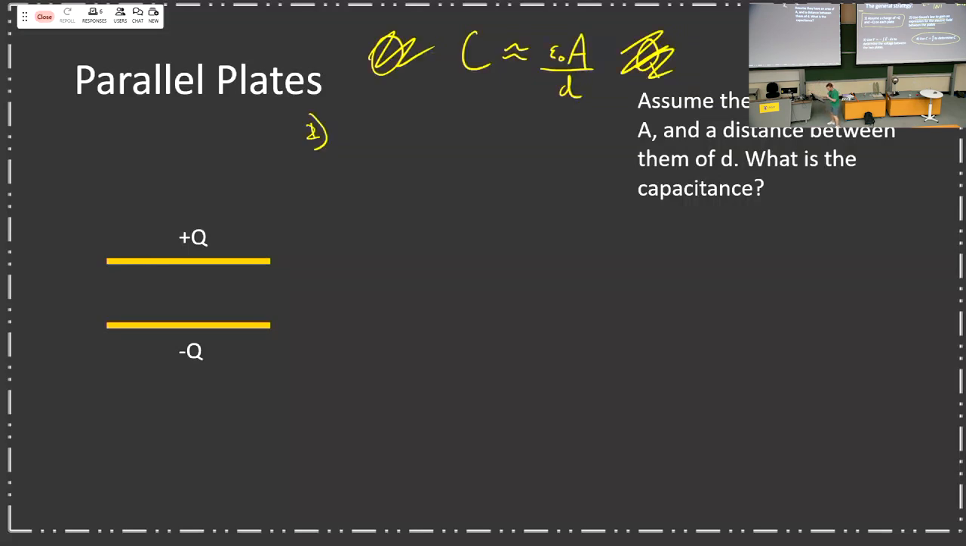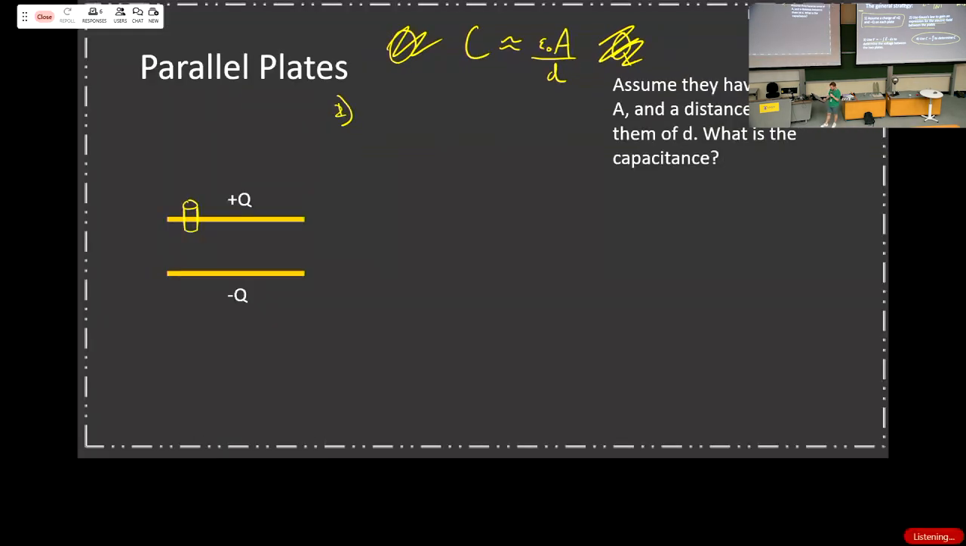What we do is, we draw a Gaussian cylinder. Remember, it's like a Gaussian pill box, right? Now, in the olden days, it was a snuff box, but we don't do that no more, and I don't know what that is, because I'm not that old. And we draw this little cylinder, and, okay.